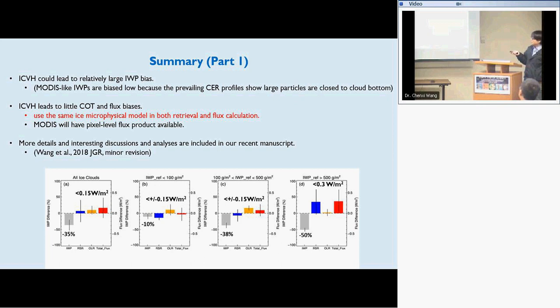And in terms of radiation, here the blue one is shortwave, yellow is longwave, and the red one is the total. So for the global average, the difference is less than 0.1 watts per square meter, which is very low. For very thick clouds, the difference is still very low, less than 0.3 watts per square meter. I have a manuscript about this, and we have submitted it to JGR, and we got some very positive feedback from reviewers. So hopefully it will be accepted next month.